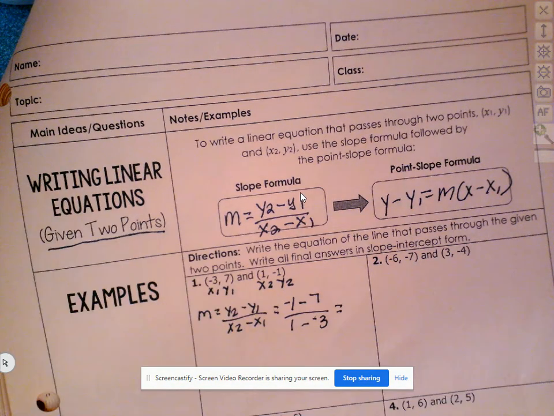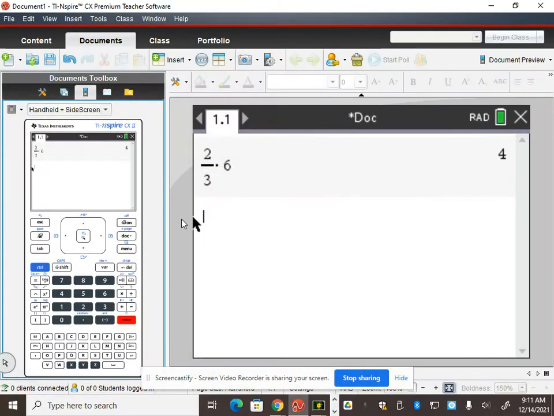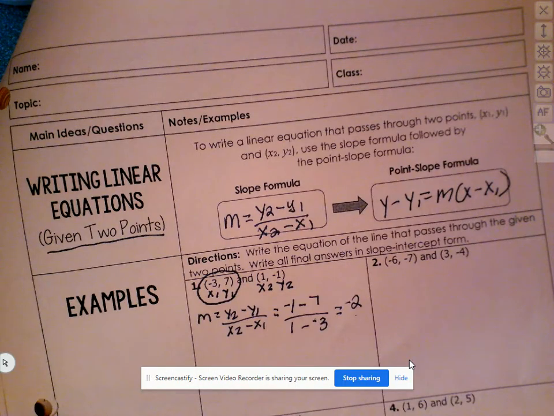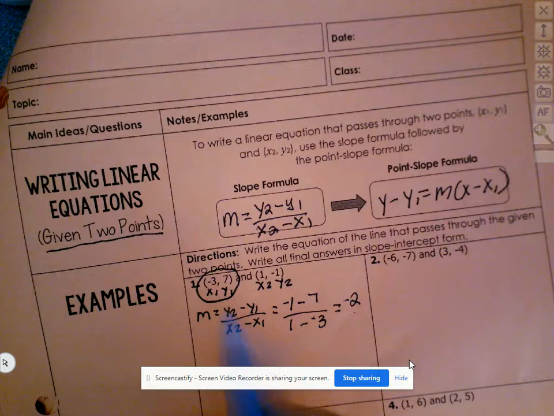Now I pick up my calculator and I'm going to type that in there. So we do control divide and we have negative 1 minus 7 over 1 minus a negative 3. Hit enter and we get negative 2. So our slope is negative 2. Now I have the other pieces I need right here, x1, y1, and my slope. So here I have my x1, y1, and I have my slope of negative 2.